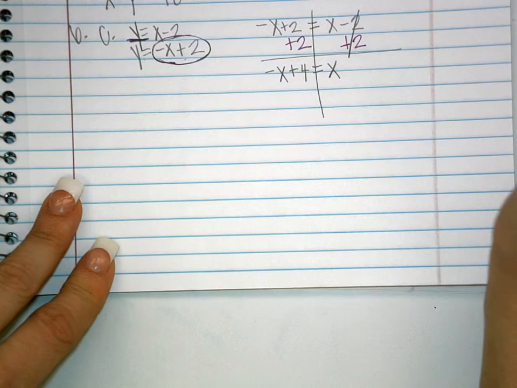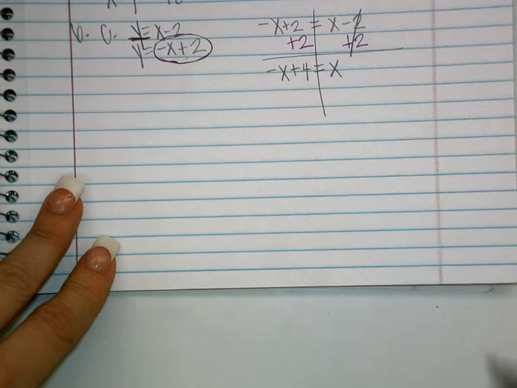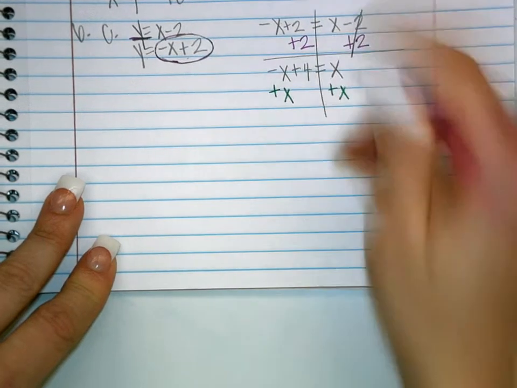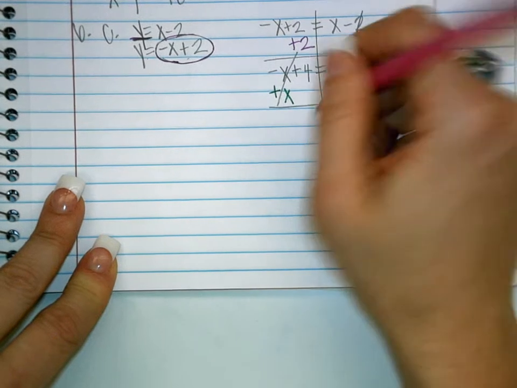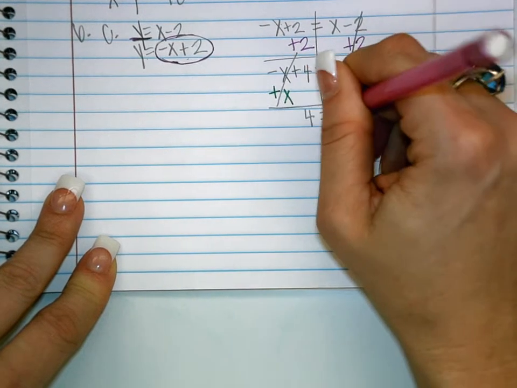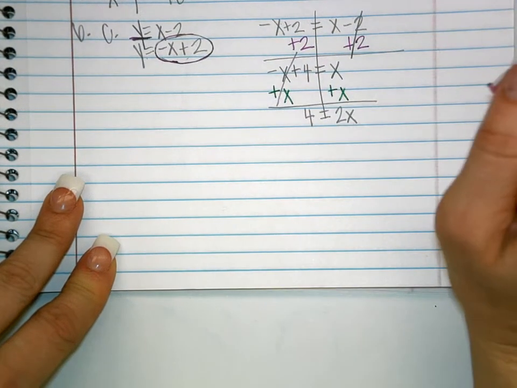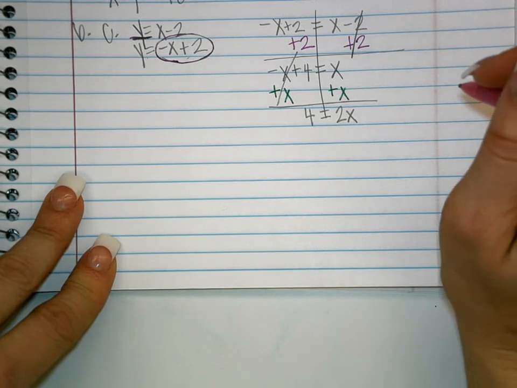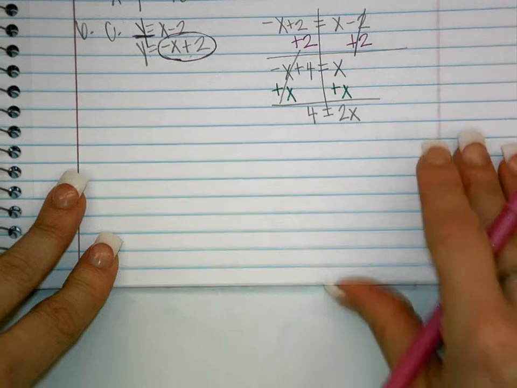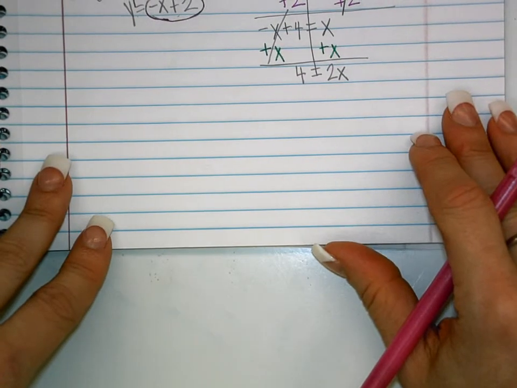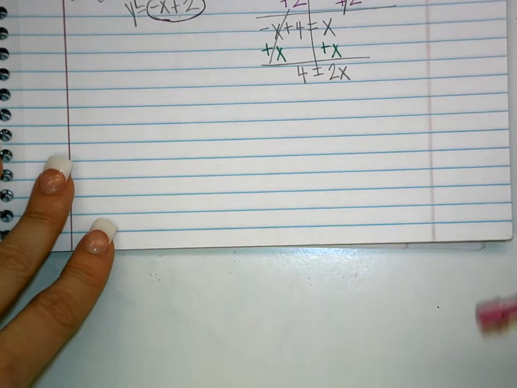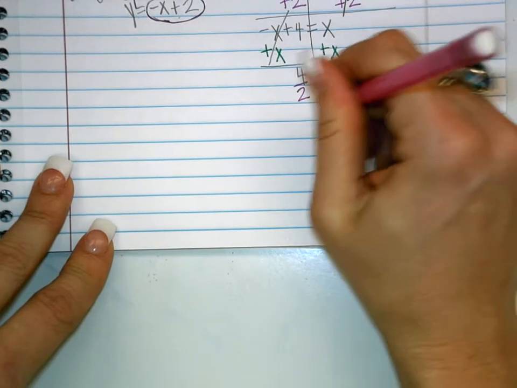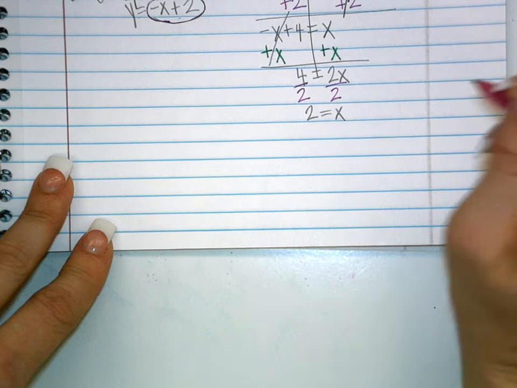Now, how do I move the x's? Add the x, right? So add x to both sides, these go away, and we get 4 equals 2x. x plus x is 2x, because there's an invisible 1 in front of it. Then divide both sides by 2. And what do we get that x equals? 2 equals x. Now, am I done?